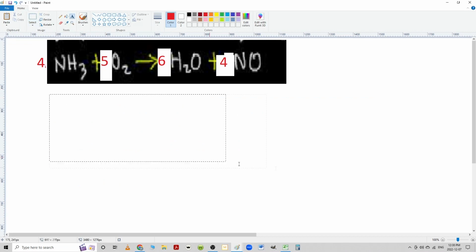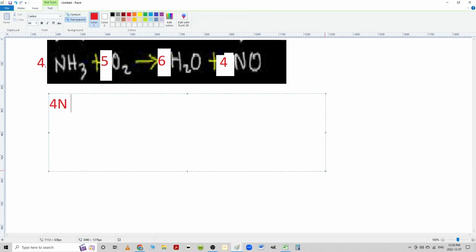Now counting up on the left, I have 4 nitrogens, and on the right, I have 4 nitrogens. On the left, I have 12 hydrogens, and on the right, I have 12 hydrogens. On the left, I have 10 oxygens, and I have to add up two separate things. I got 6 oxygens plus 4 oxygens, 10 oxygens. Woo! Mistakes are good. They're embarrassing, but they make you learn.